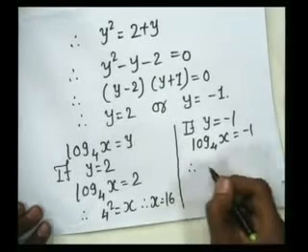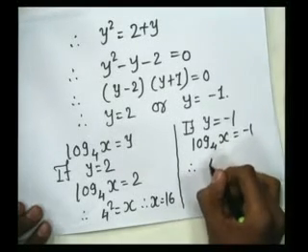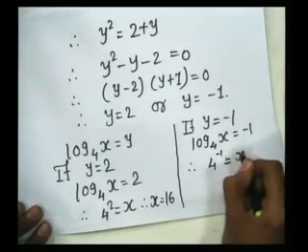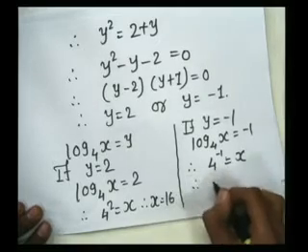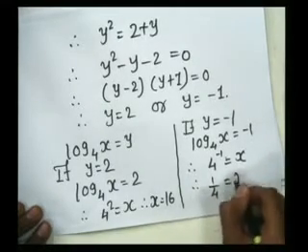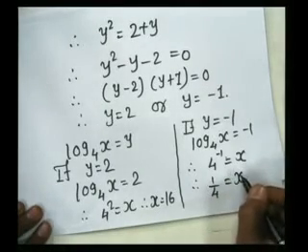Logarithm, we can write in exponential form 4 raised to minus 1 equal to x. So value of x is 1 by 4. We will discuss this example on presentation.